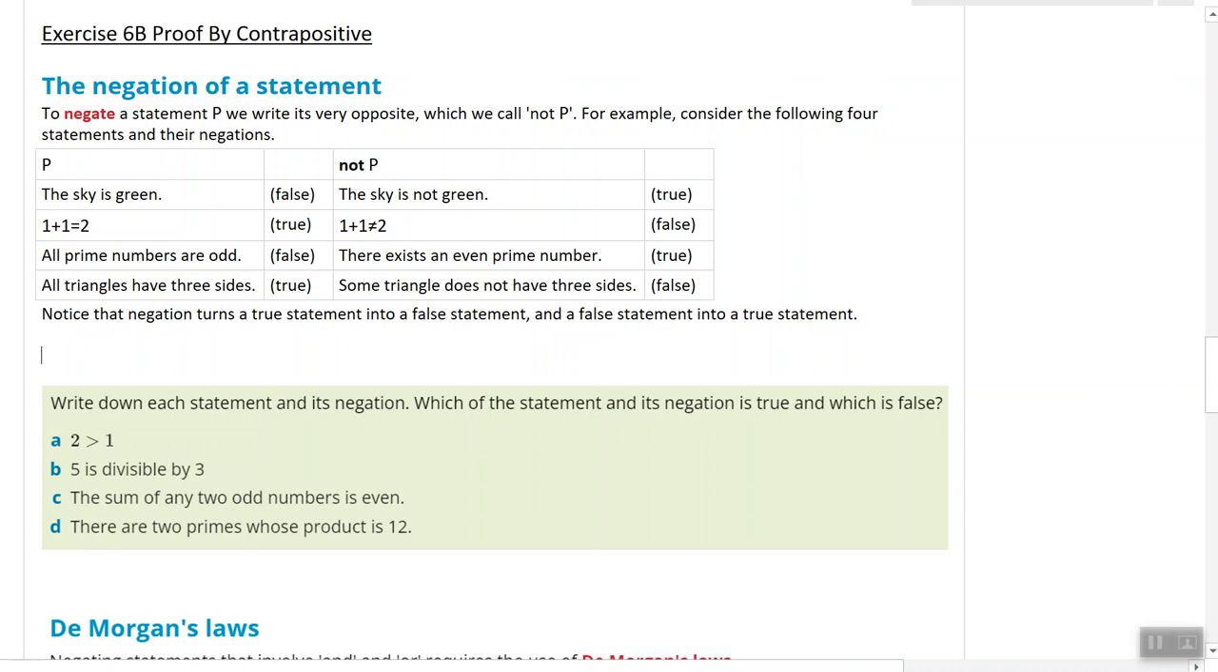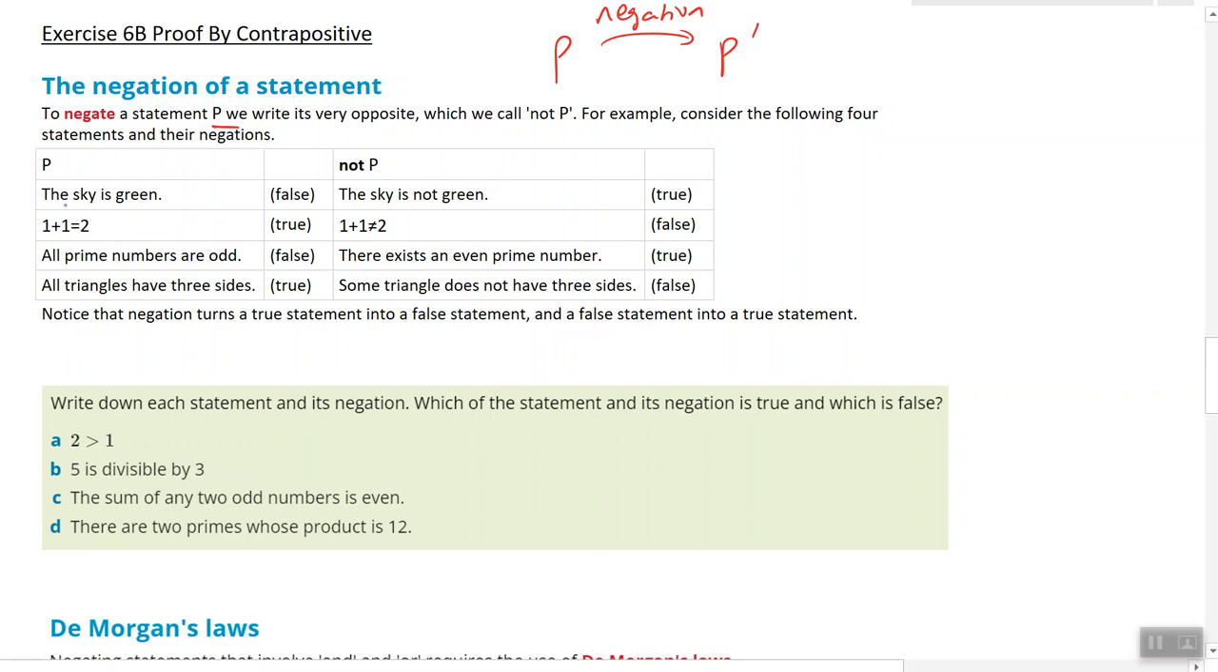So now, first of all, we're going to go through the negation of a statement, okay? This is important because this sort of ties into the contrapositive. Okay, so to negate a statement P, we write its very opposite, so not P. All right, so if we have P, then the negation would be not P. So that's the negation.